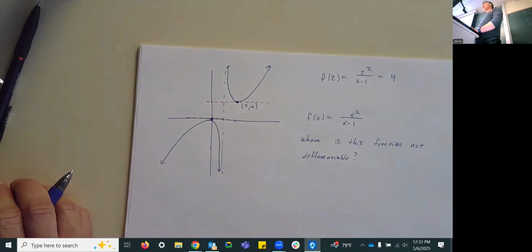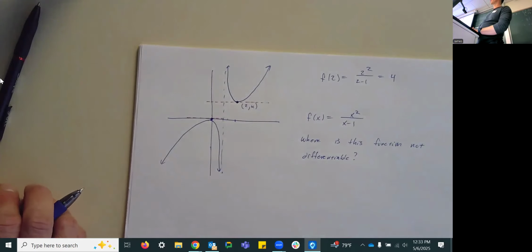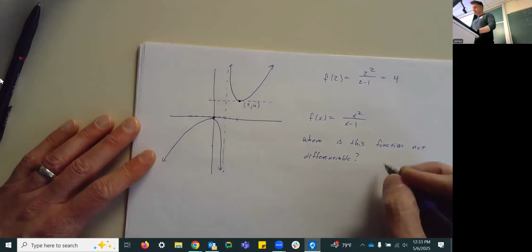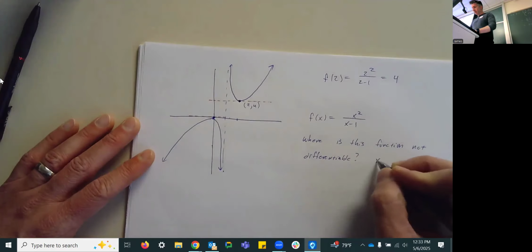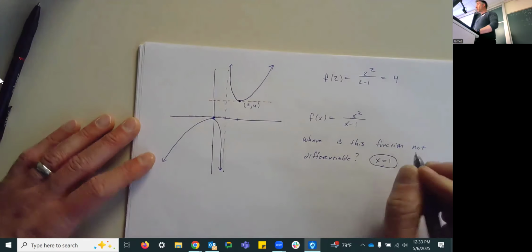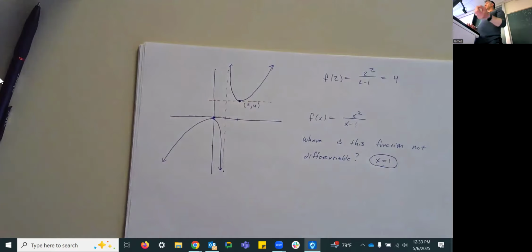Well, to be differentiable, it has to be continuous, which means it has to be defined. So there's certainly one place for sure where the function is not differentiable, and that's at the vertical asymptote. Right? The function isn't defined. It definitely can't be continuous. It definitely can't be differentiable. So it is not differentiable at x equal to positive 1. And that's actually the only place where this function isn't differentiable. Every other value of x, you could find the point on the graph and draw the tangent line and find the slope of that tangent line and get some real number.